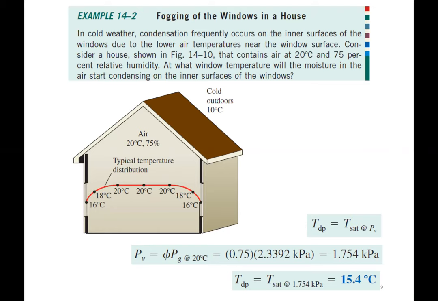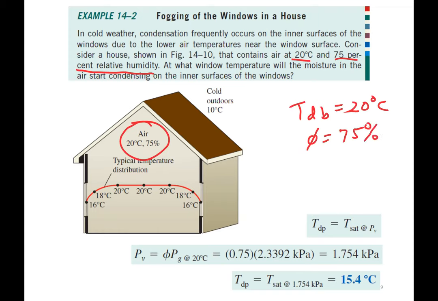All right, so here's a quick example. In cold weather, condensation frequently occurs on the inner surfaces of the windows due to the lower air temperatures near the window surface. Consider a house shown in this figure that contains air at 20 degrees Celsius and 75% relative humidity. At what window temperature will the moisture in the air start condensing on the inner surfaces of the window? So the air is at 20 degrees Celsius, so that's our dry bulb, and our relative humidity is 75%.